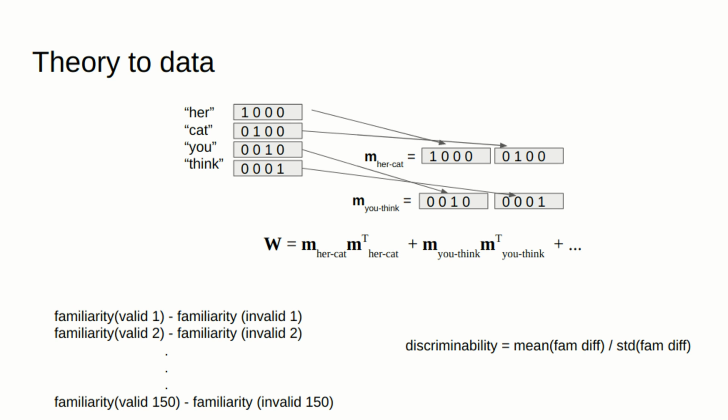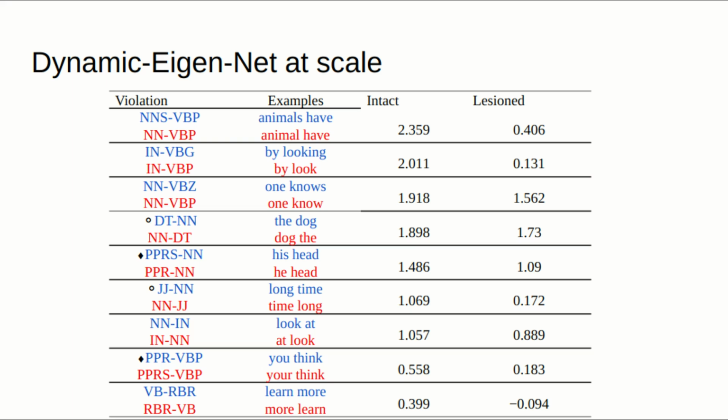We take the difference scores for each bigram type, take its mean and divide by standard deviation to get a measure of discriminability. The larger the value, the greater the familiarity for the valid bigram relative to the invalid bigram. Each row of the following table shows results corresponding to one of the 9 bigram types. Valid bigrams are shown in blue, and invalid bigrams are shown in red. The second column shows some examples, with the third showing the discriminability when memory for the bigrams is intact.